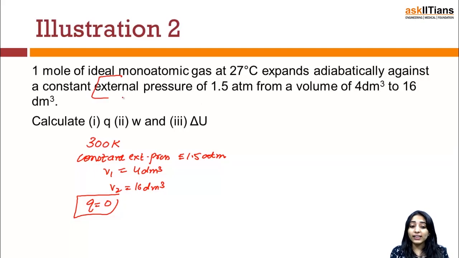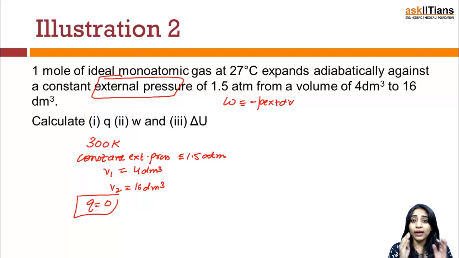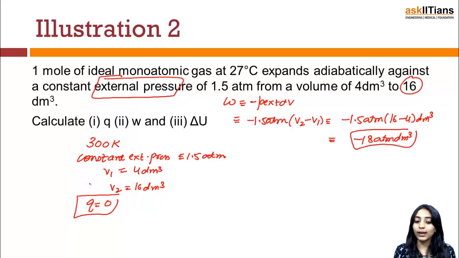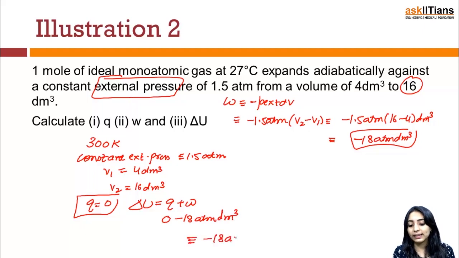Now, since the work is done against a constant external pressure, we have always discussed in physics, in our previous chapters, that the work done is minus P external dV. So W will be minus P external, that means minus 1.5 atm, and dV means V2 minus V1. Final volume is 16 minus 4 decimeter cube. So the answer will come out to be minus 18 atmosphere decimeter cube. Now once again the third part says that you need to find out the value of delta U. So we can say delta U is Q plus W, 0 minus 18 atm decimeter cube. So the overall answer comes out to be minus 18 atm decimeter cube.